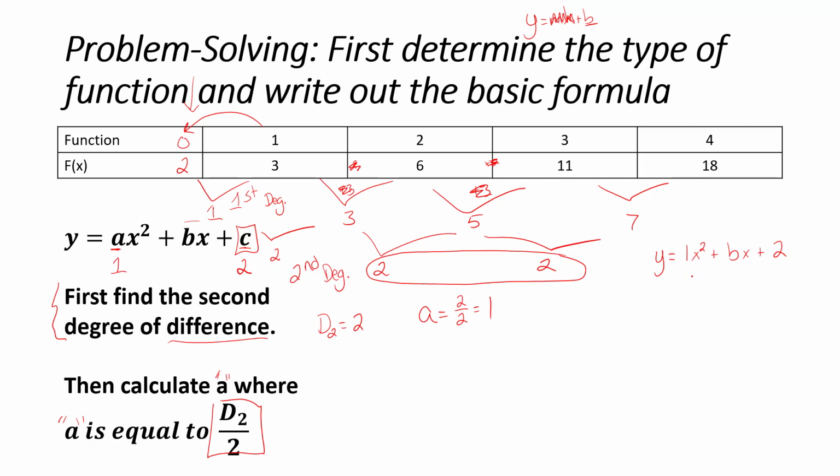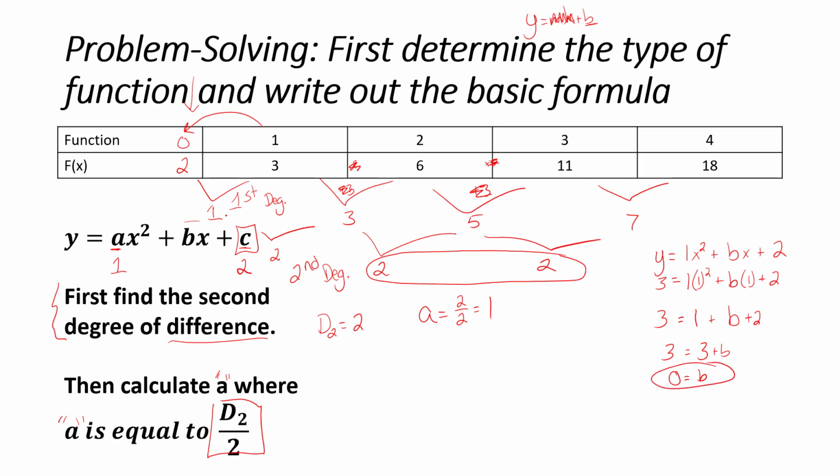So let's go ahead and plug in 1. 1 times 1 squared plus b times 1 plus 2 is going to be equal to the value, well, when x is 1, y is 3. So let's simplify. 1 squared is 1 times 1 is 1 plus b times 1 is just b plus 2 equals 3. Combine your like terms. 1 and 2 is 3 plus b equals 3. Subtract to get b by itself, so 0 is equal to b.